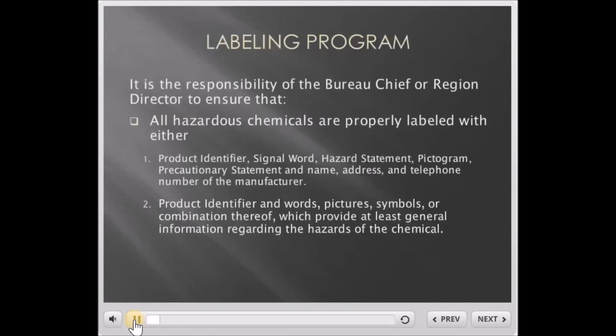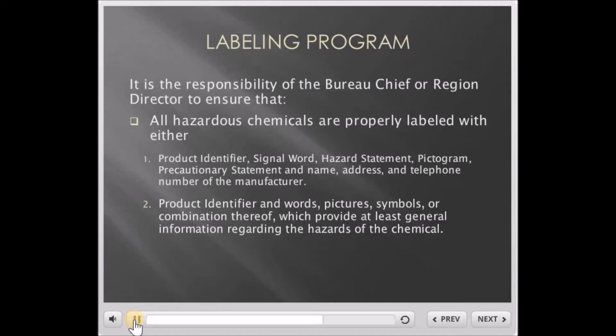It is the responsibility of the Bureau Chief or Region Director to ensure that all hazardous chemicals are properly labeled with either product identifier, signal word, hazard statement, pictogram, precautionary statement, and name, address, and telephone number of the manufacturer, or product identifier and words, pictures, symbols, or combination thereof, which provide at least general information regarding the hazards of the chemical. The first choice is the identical information required on the shipping container from the manufacturer. The second choice is typically used when a chemical has been transferred to a secondary container.